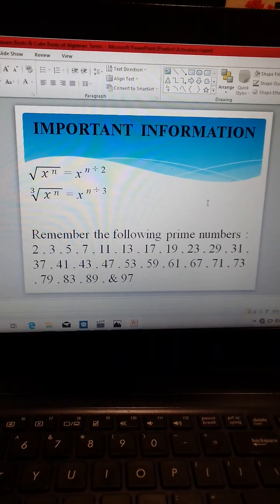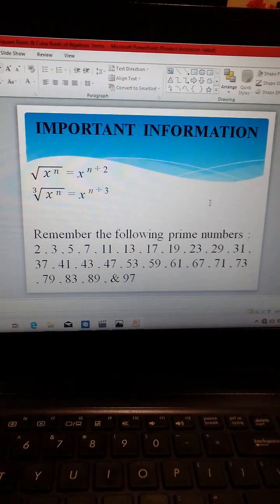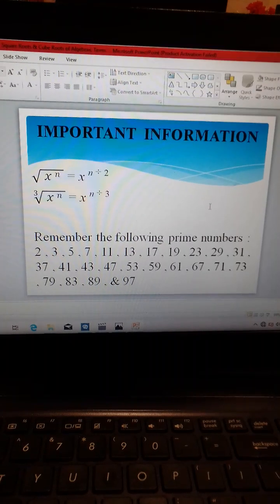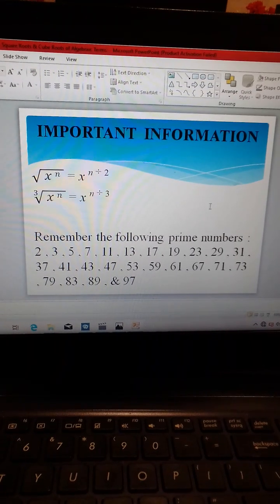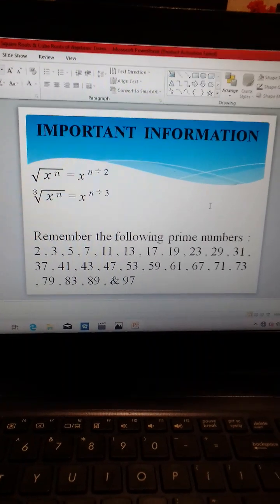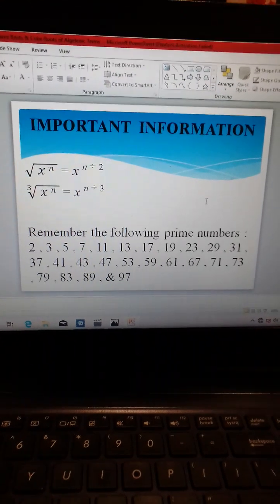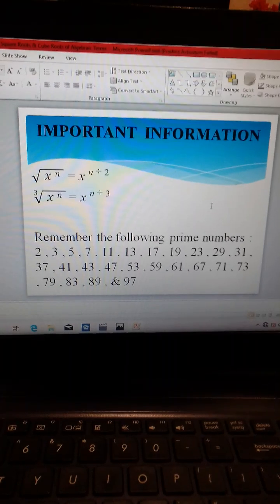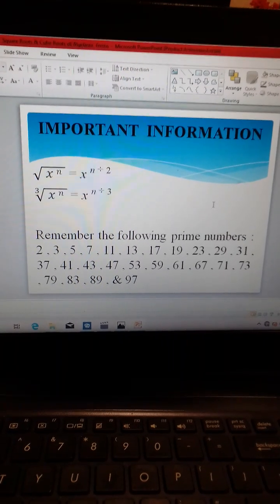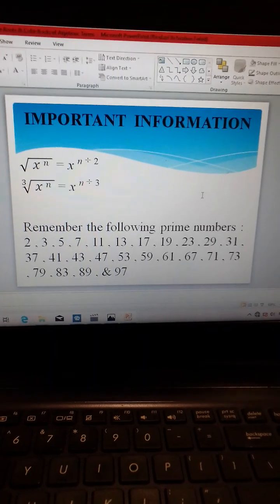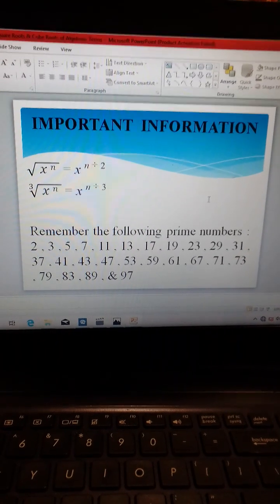And then please remember the following prime numbers: 2, 3, 5, 7, 11, 13, 17, 19, 23, 29, 31, 37, 41, 43, 47, 53, 59, 61, 67, 71, 73, 79, 83, 89, and 97. Those are all the prime numbers less than 100.